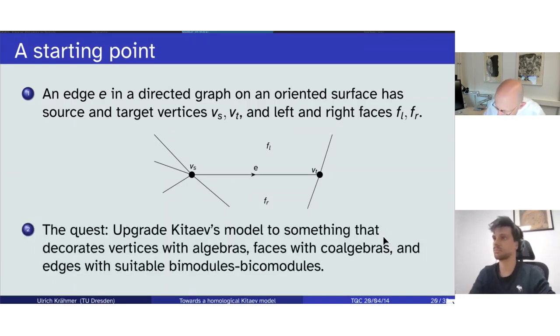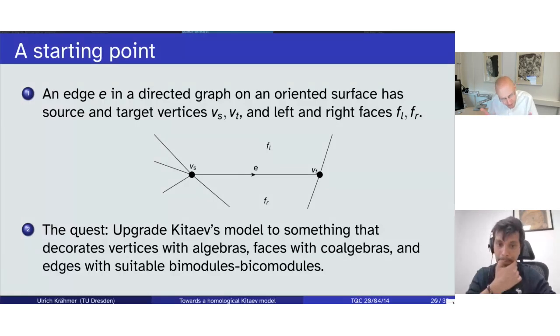And I think what one really wants to see is a generalization of the Kitaev model where you decorate this with some categorical structure. And in particular, when you look at the formulas of the Kitaev model in this Hopf algebraic setting, you see that, okay, people always write a Hopf algebra onto this edge E, but they do not really use the fact that this is a Hopf algebra. They use the fact that it's a bimodule and a bi-comodule.